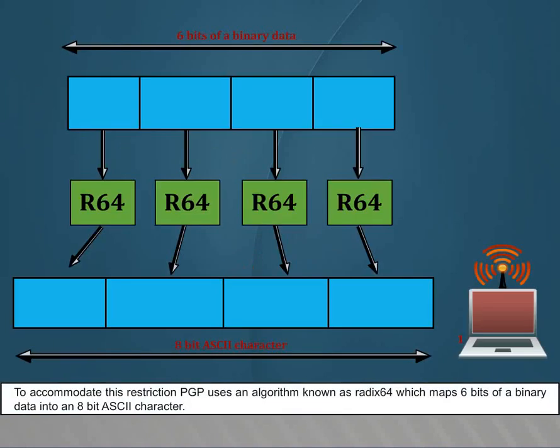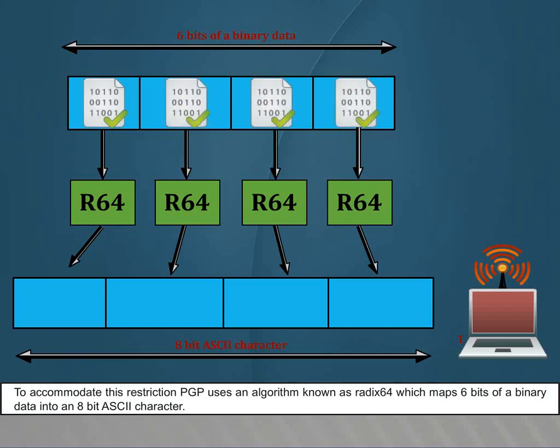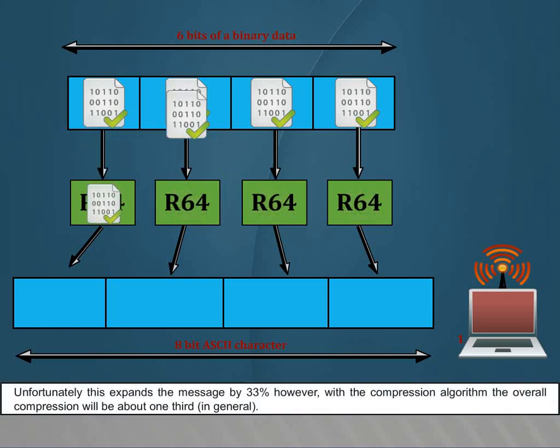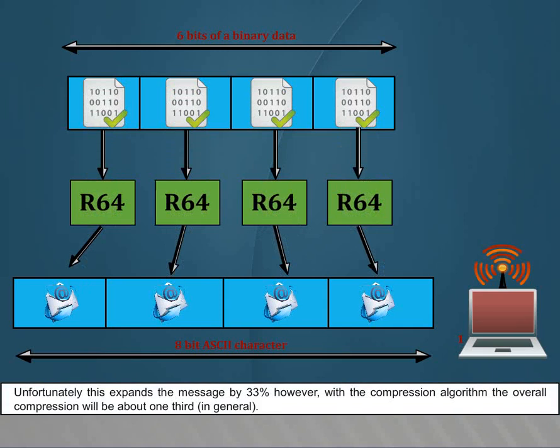To accommodate this restriction, PGP uses an algorithm known as radix 64, which maps 6 bits of binary data into an 8-bit ASCII character. Unfortunately, this expands the message by 33%. However, with a compression algorithm, the overall compression will be about 1/3 in general.